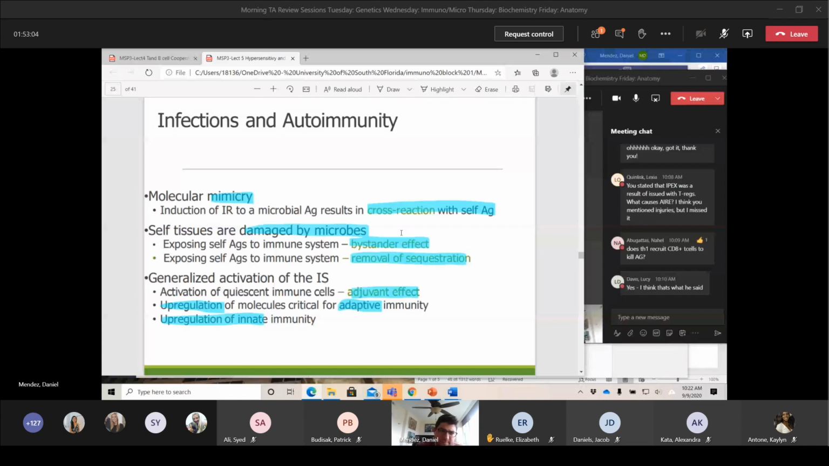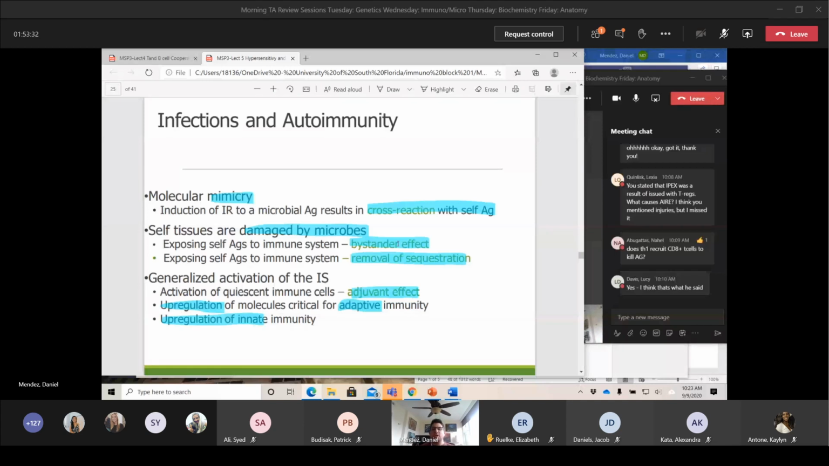This actually, specifically the bystander effect, is going to be very similar to what we have with COVID, that the respiratory cells, certain pneumocytes in your lung, are getting attacked just because we have that cytokine storm and that overinflammation. And then generalized activation of the immune cells, of the immune system, this is also what we see in COVID, where we see just a massive upregulation of adaptive immunity, just a huge upregulation of our immune cells. It's just that cytokine storm.